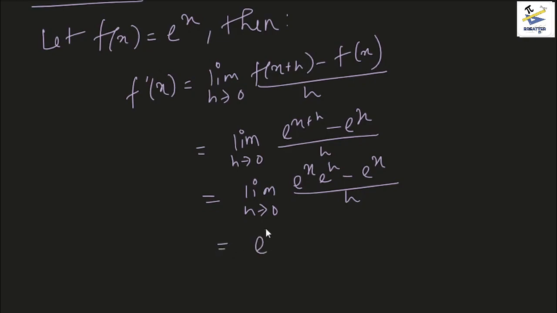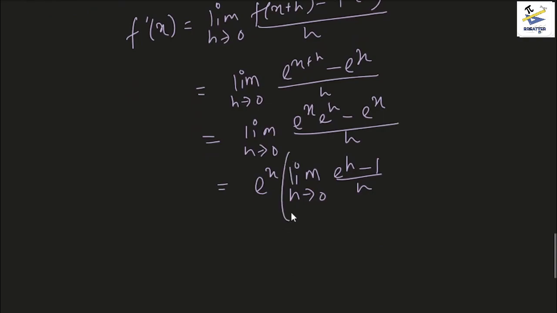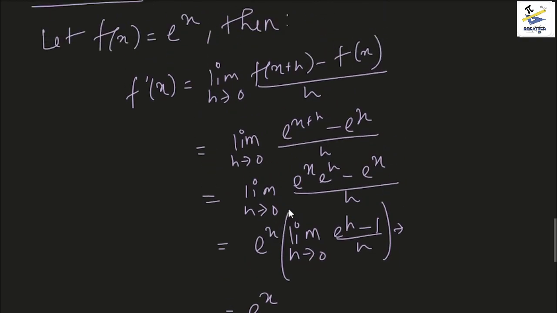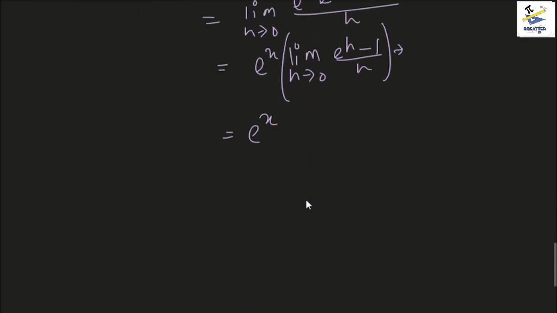Now we can take e to the power x common as the limiting variable is h, so e to the power x is basically a constant here. We can write e to the power x into limit h tends to 0 of (e to the power h minus 1) divided by h. And as we know from previous experience, this limit is again equal to 1 as I have proved. So the answer is e to the power x. And as you can see, the derivative of e to the power x is e to the power x itself, and this is the only function whose derivative is itself.